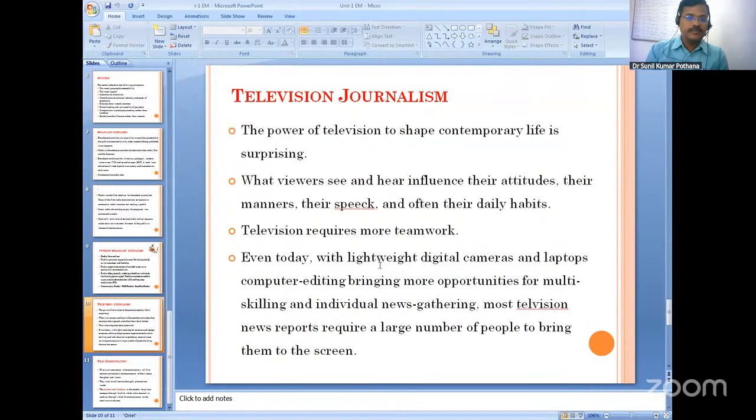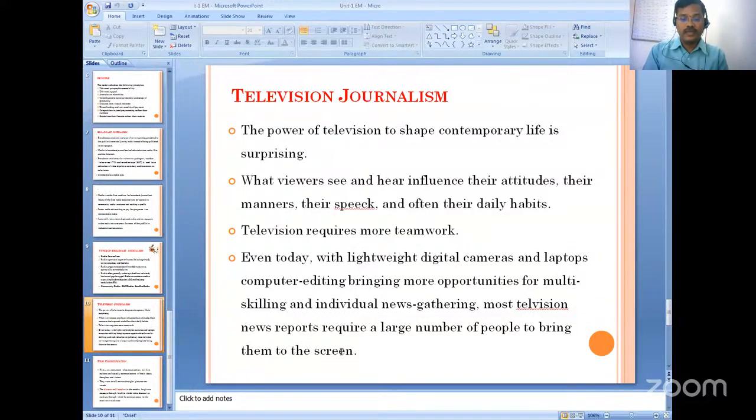Now coming to television journalism. The power of television to shape contemporary life is surprising. What viewers see and hear influences their attitudes, their manners, their speech, and often their daily habits also. Television requires more teamwork. As compared with radio journalism, television requires more teamwork.